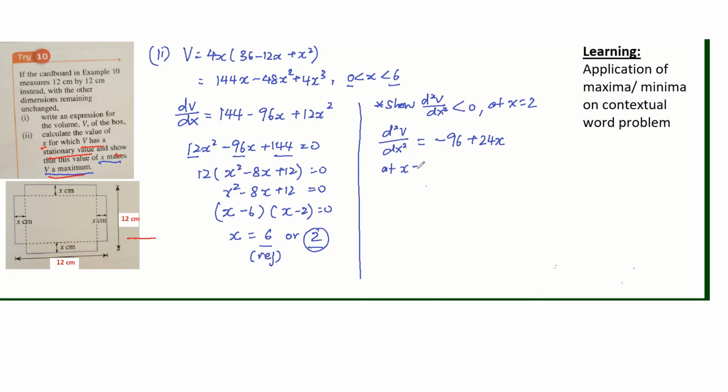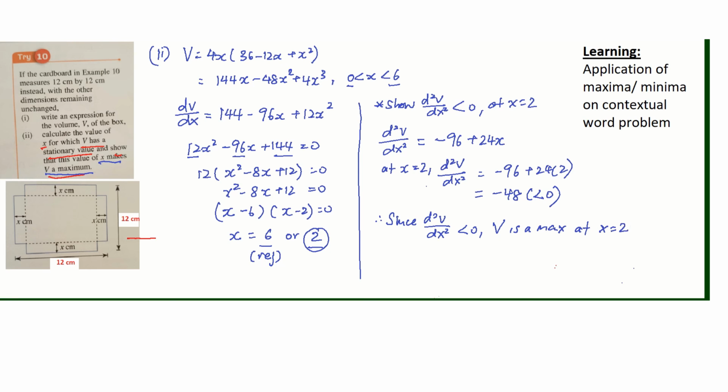So at x equals 2, d2v over dx squared is simply negative 96 plus 24 times 2, and that leaves us with negative 48, which is less than 0. Therefore, since d2v over dx squared is less than 0, by the second derivative test, this means that v is a maximum at x equals 2. And that's how we show it.